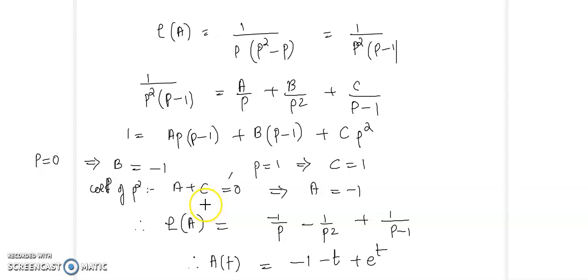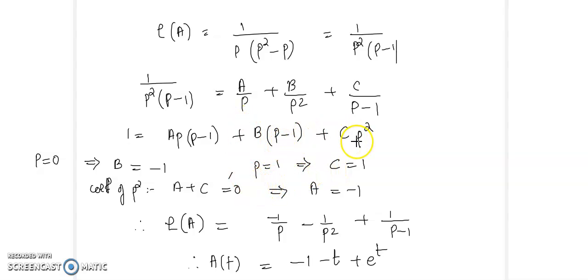So taking the partial fractions, we will get 1 by p square into p minus 1 equal to a by p plus b by p square plus c by p minus 1. So we will get 1 equal to ap into p minus 1 plus b into p minus 1 plus cp square. So I've given p equal to 0 and p equal to 1.